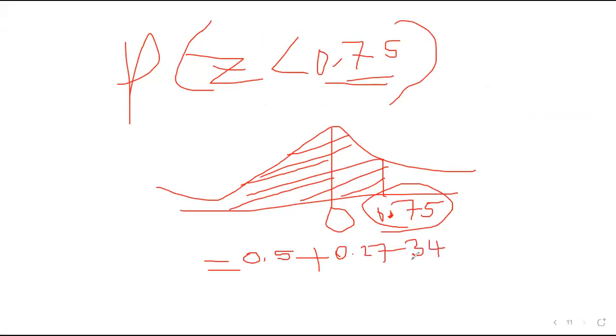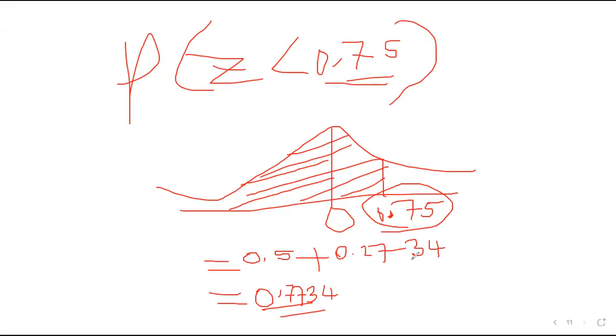So our probability will be 0.5 plus 0.2734, and it is giving us 0.7734. Are we together here?